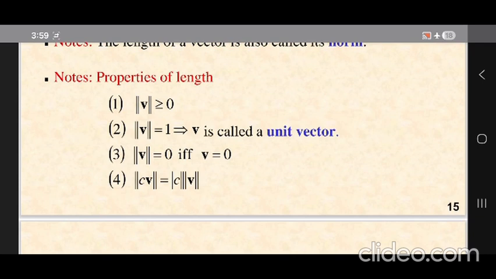Properties of length: norm v is greater than or equal to 0. If norm v equals 1, v is called a unit vector. Norm v equals 0 if and only if v equals 0. Norm cv equals modulus c into norm v, where c is a scalar, so take the modulus.